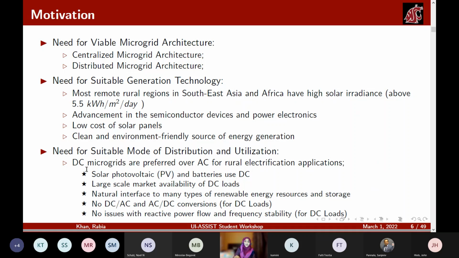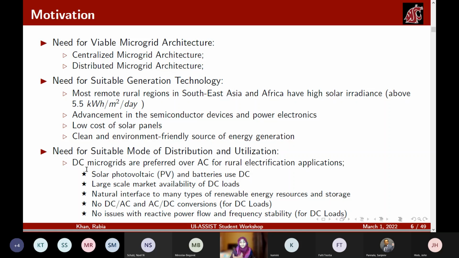The motivation behind our project is that we need a suitable microgrid architecture. We have to decide a suitable source of generation for those areas, and consider which mode of distribution and utilization will be preferable. According to the survey, remote rural regions, specifically in Southeast Asia and Africa, have an abundance of solar irradiance, which in most areas is higher than the required average of 5.5 kilowatt hour per meter square. Besides that, in the past 2 decades, semiconductor devices and power electronics have advanced a lot, and the prices have reduced a lot for the panels as well as power electronic devices. They are also environment friendly and reduce greenhouse gases.